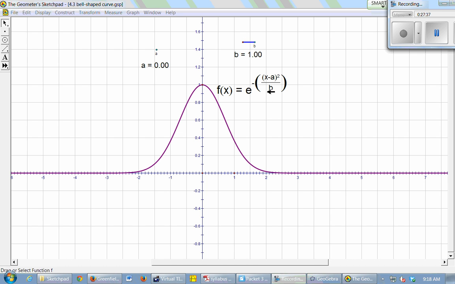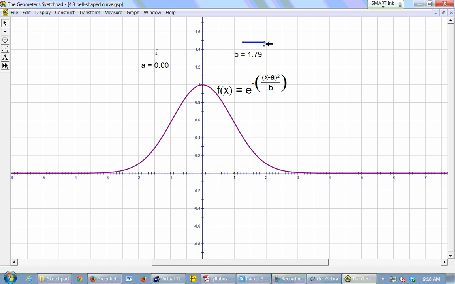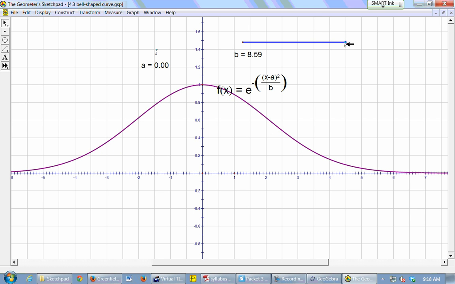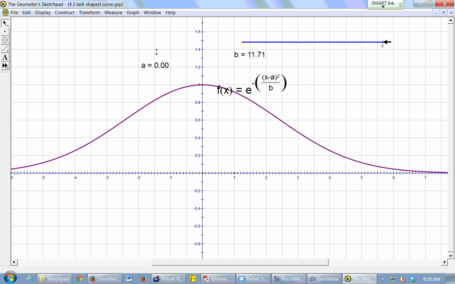And I have a slider here with b equal to 1. So that should be like 0.707. Should be my change in concavity, which is about right here. Looks about right. And then as I change b, it just changes the width of the bell curve. It changes where that point of inflection happens. It just gets wider and wider because the point of inflection happens at radical b over 2, which as b gets bigger, that x value of the point of inflection moves to the right and to the left.